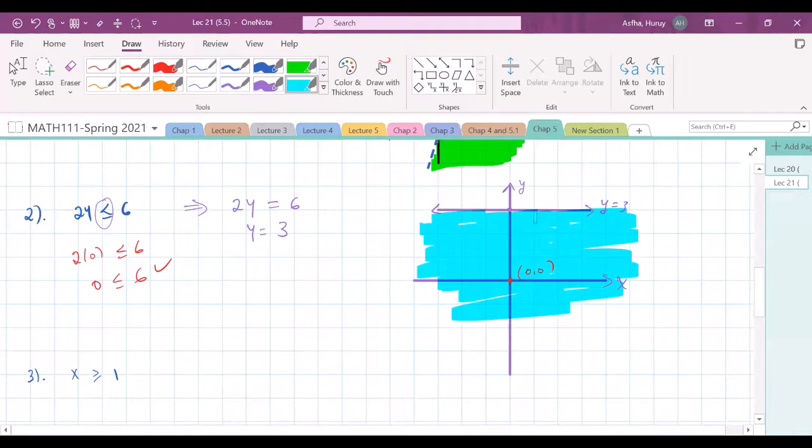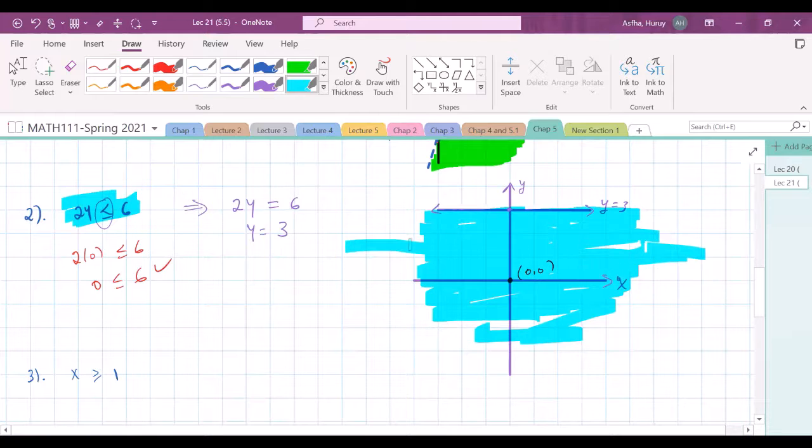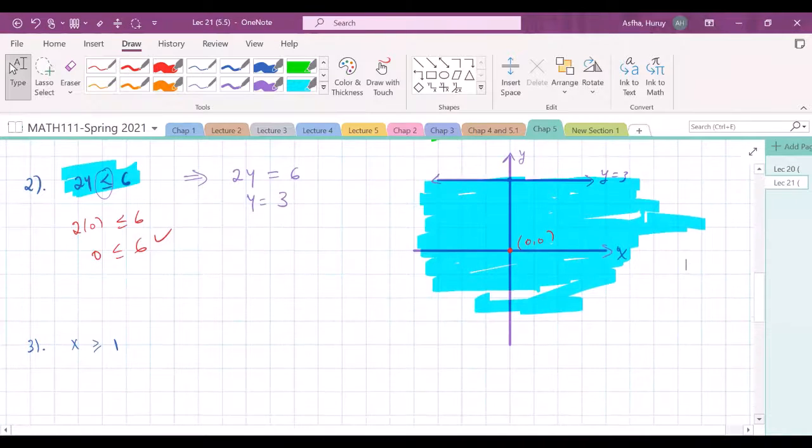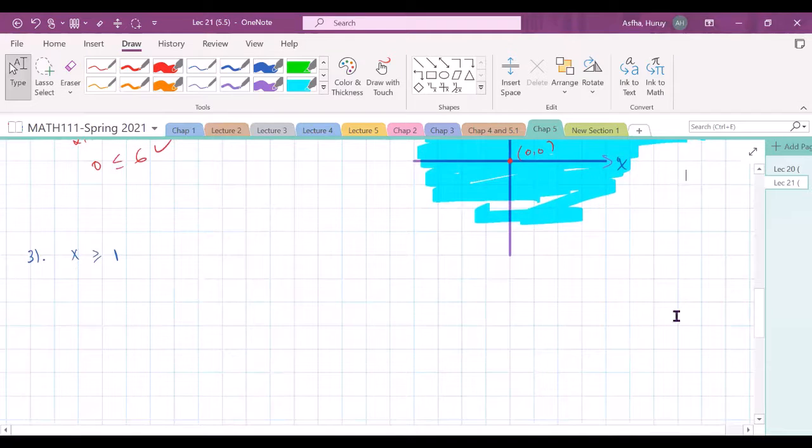And including the line, because here the inequality is not strict, it's less than or equal to, therefore the line is part of the solution. So this is the solution to the inequality. And similarly, if we have a vertical line, we can also draw the graph of the inequality.